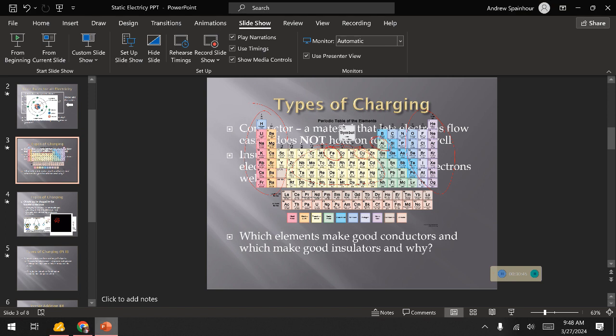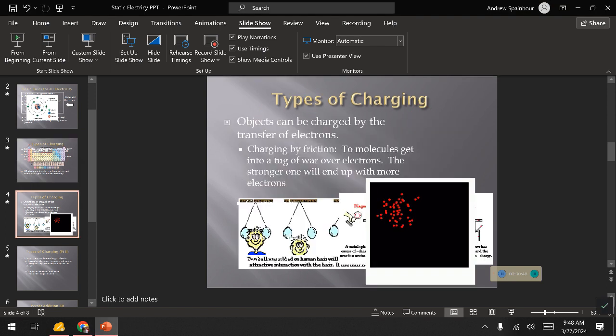All right, so let's get into the first type of charging. Charging is going to essentially be on the macro scale, on the stuff that we can look at.